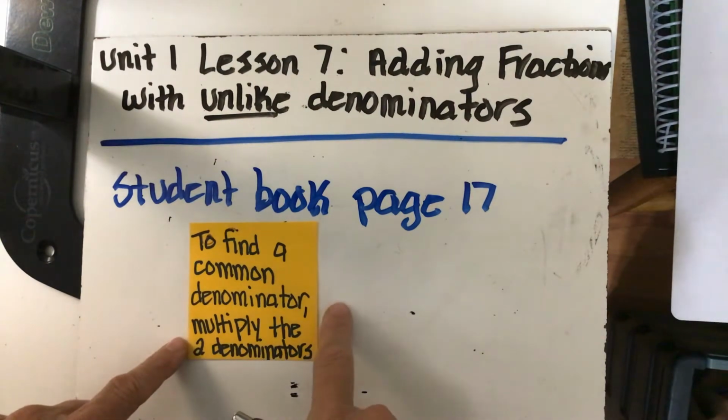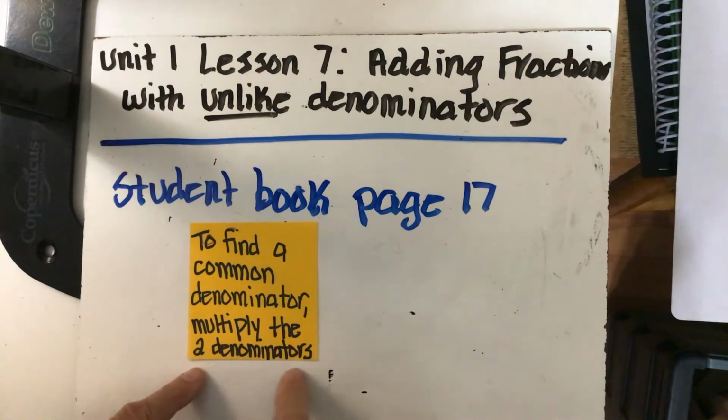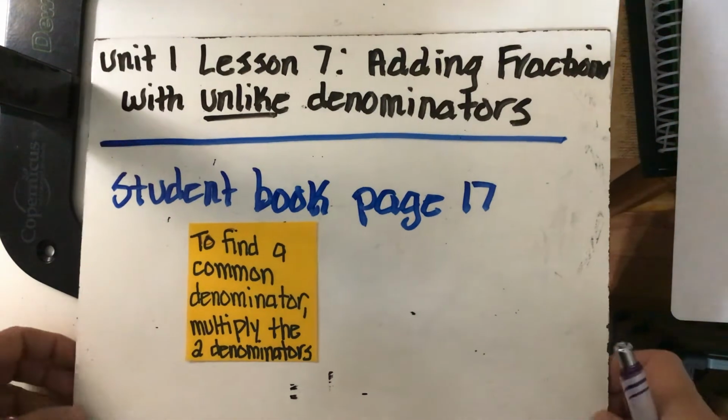To find a common denominator, multiply the two denominators. This is when we're having to add two fractions that don't have the same denominator. It's a quick way to find a common denominator.